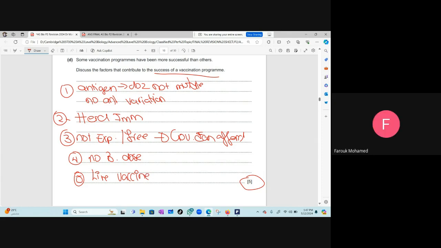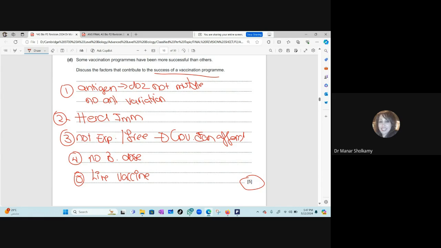But the dead vaccine doesn't cause the disease, doesn't cause infection, and it can be given to people with weak immunity, right? Yes, of course. Each one of them has its own advantages and disadvantages. Give me another reason for the success of a vaccination program.